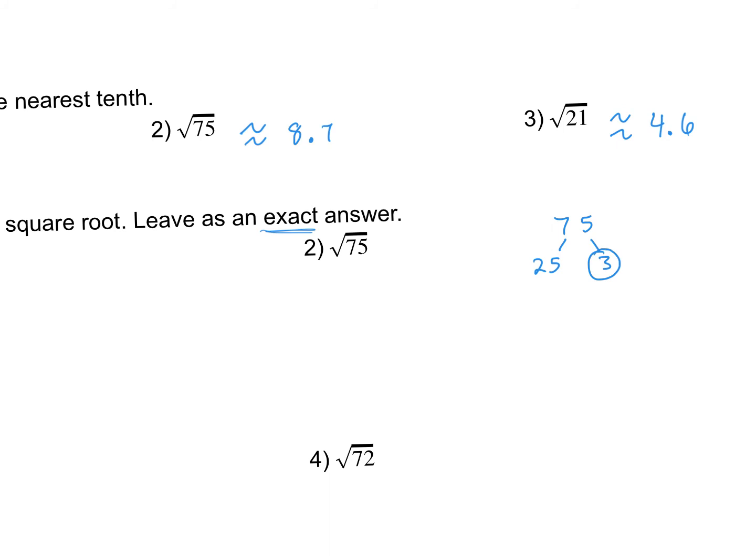Next, I'm going to break 25 down. 3 is a prime, so I'm circling that. 25 is 5 times 5. I'm going to circle these because these are the primes. Oh, I found a pair. I'm going to box that out. That's a 5, and then I'm left with a 3. So this is 5 root 3.